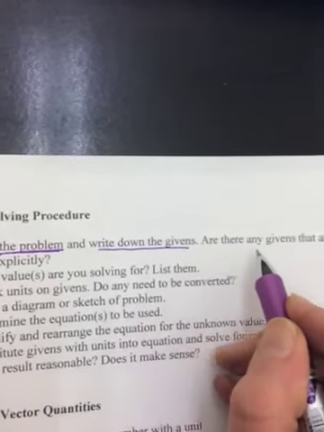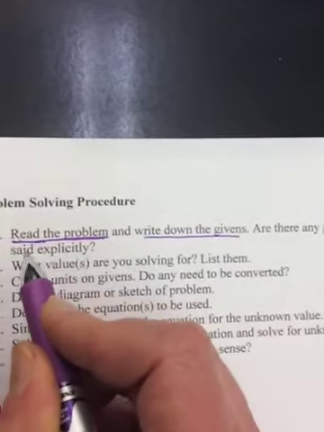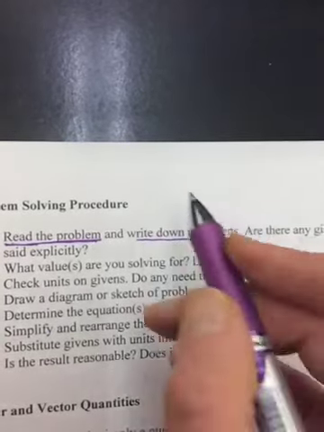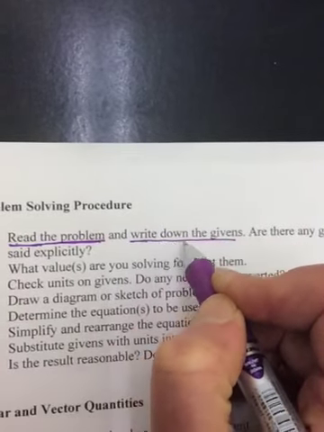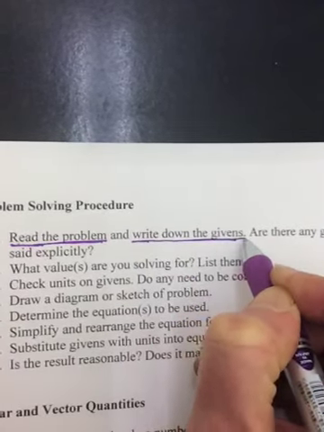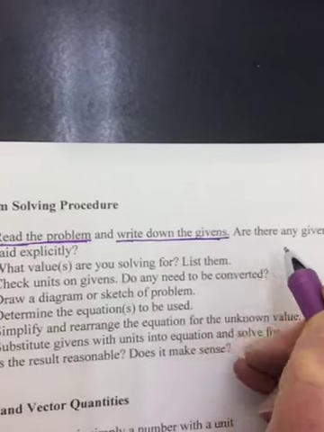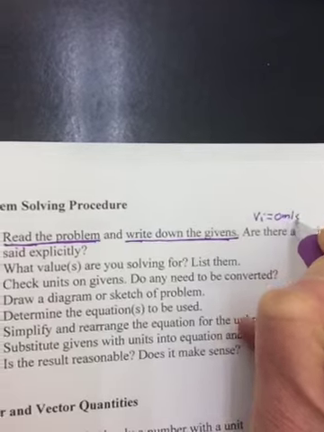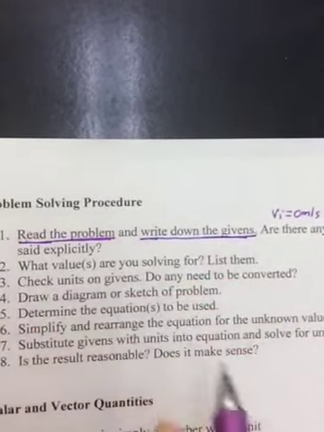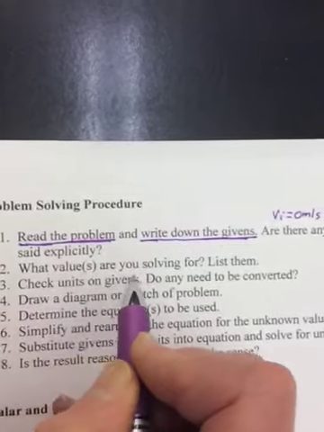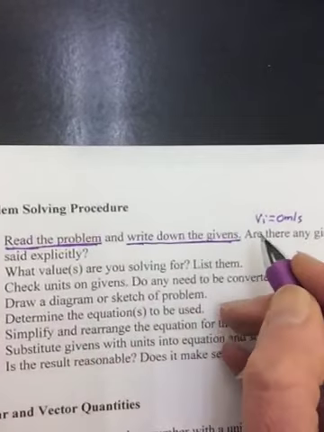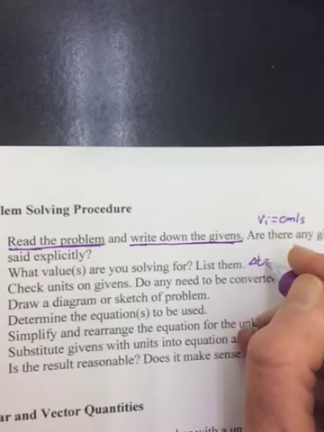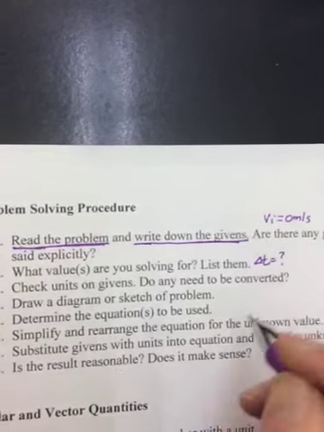And then the last part is, are there any givens that are not said explicitly? In other words, that you actually kind of have to interpret. So a minute ago I said an object starts from rest and speeds up to a speed of 20 meters per second. The "starts from rest" means Vi is 0, but it's not given explicitly. So that's what that means. Okay, and then what are the values you're solving for? List them. It might say, how long did it take to travel 100 meters? And so you would write delta t equals question mark.